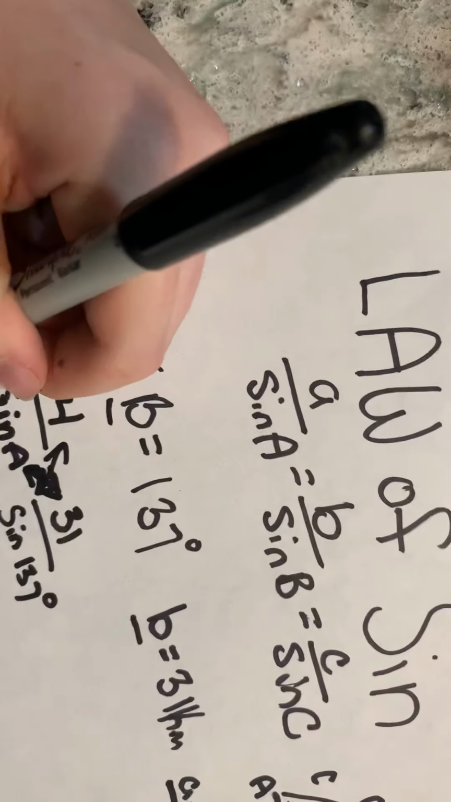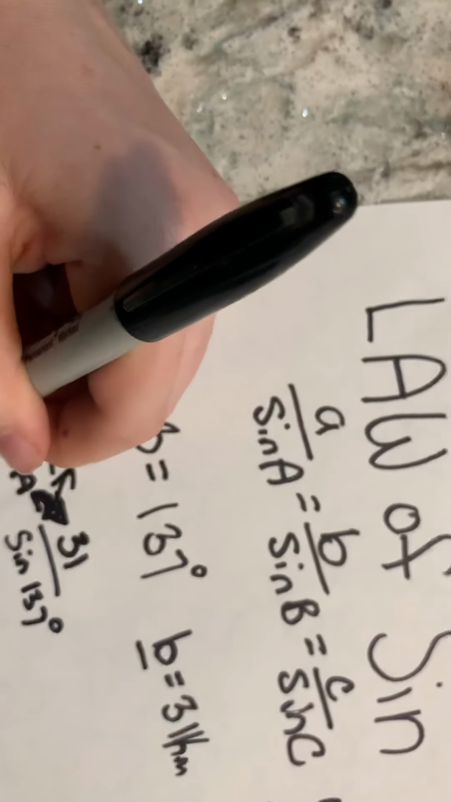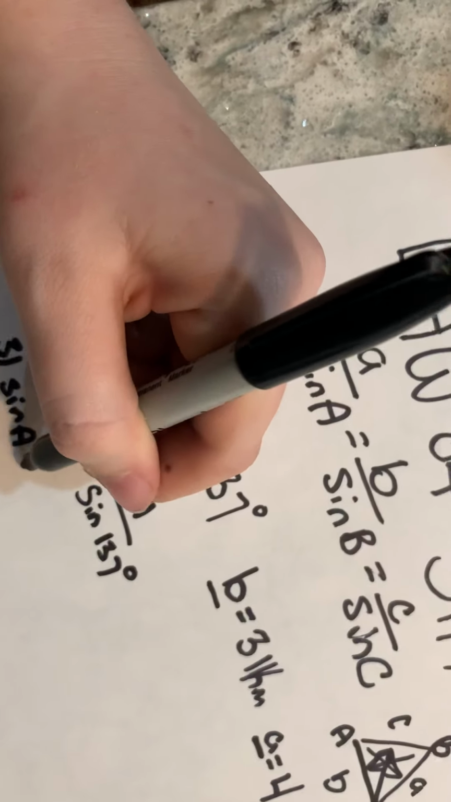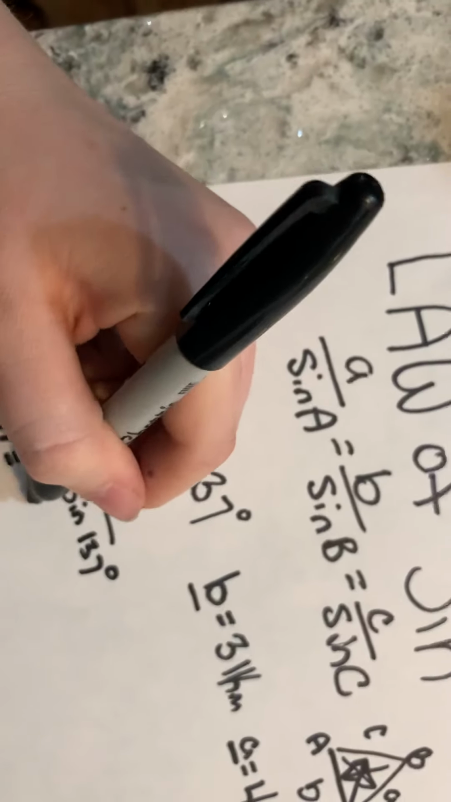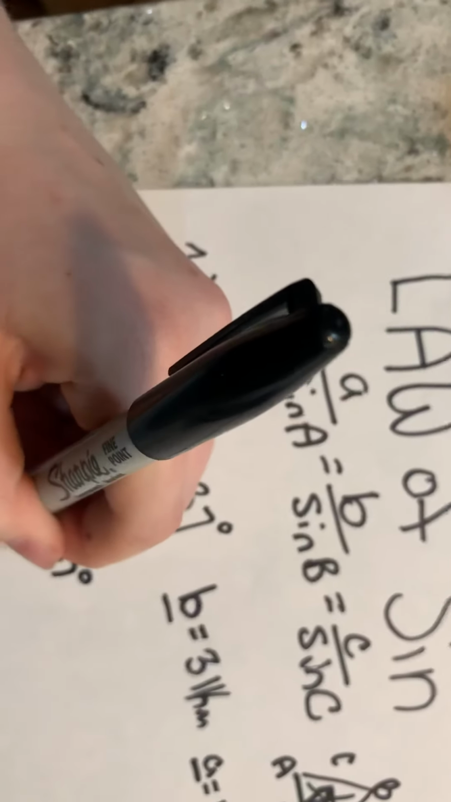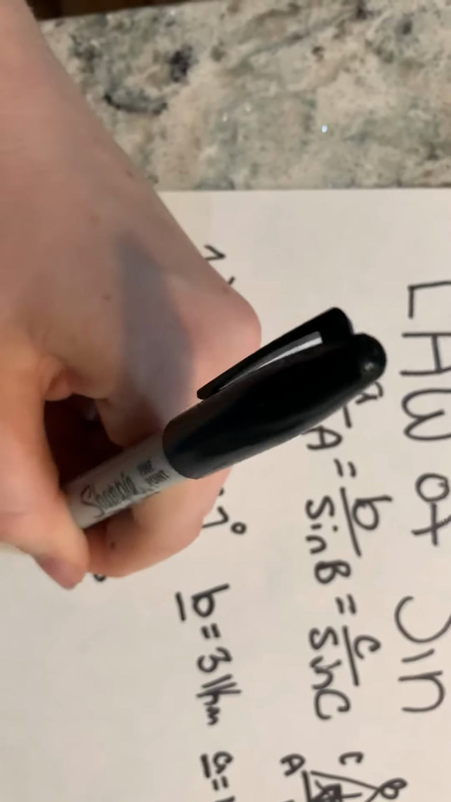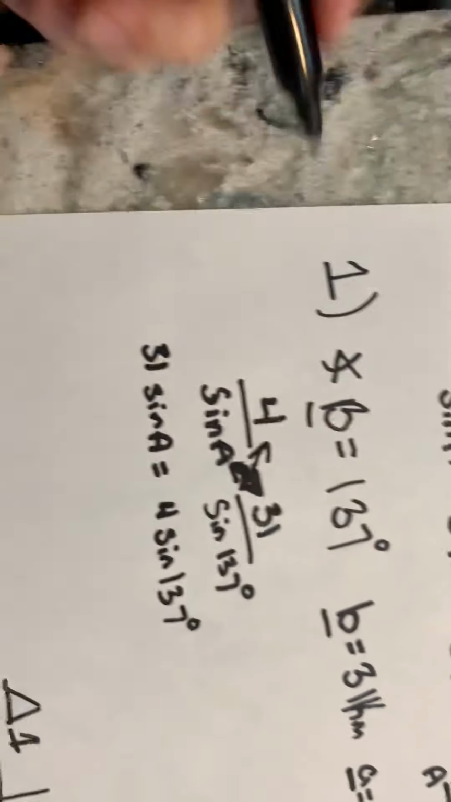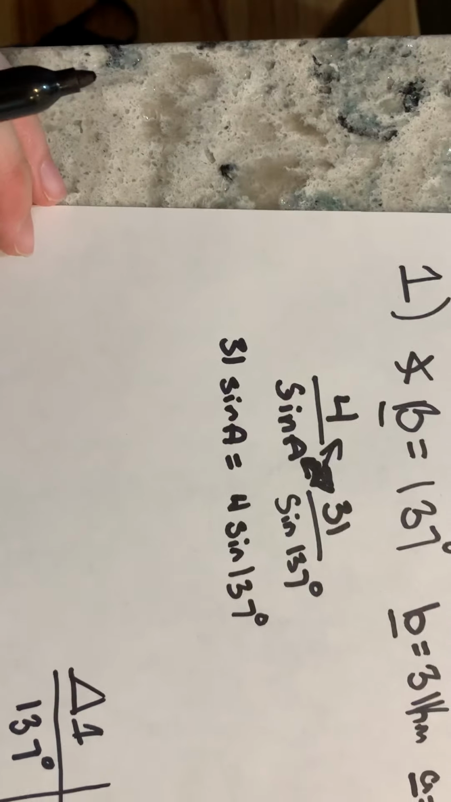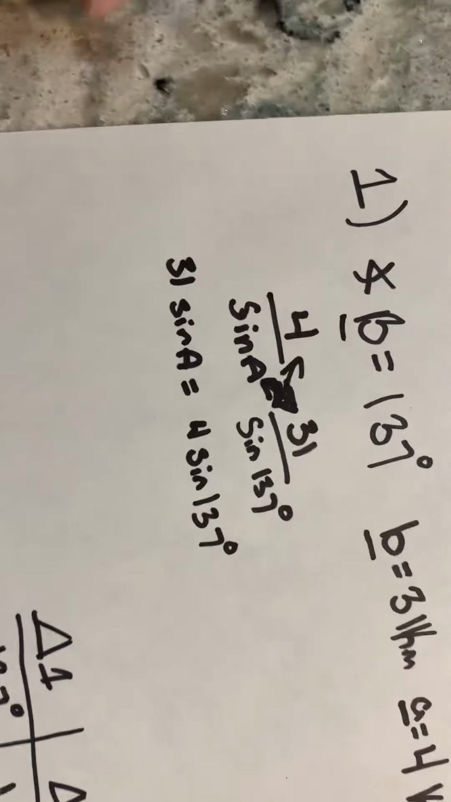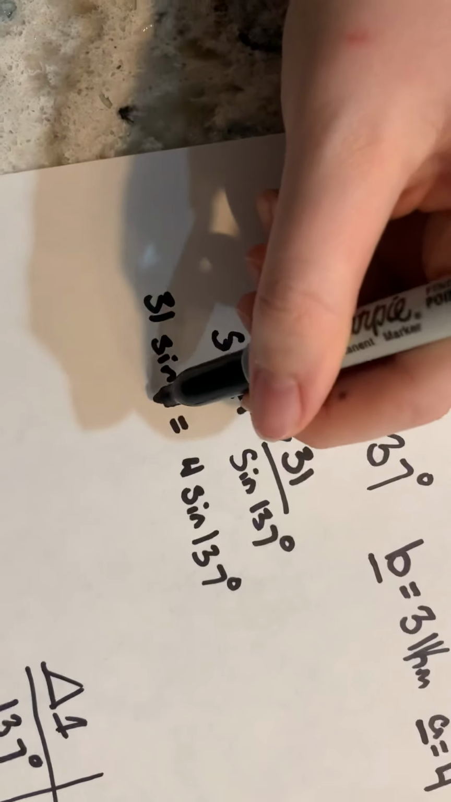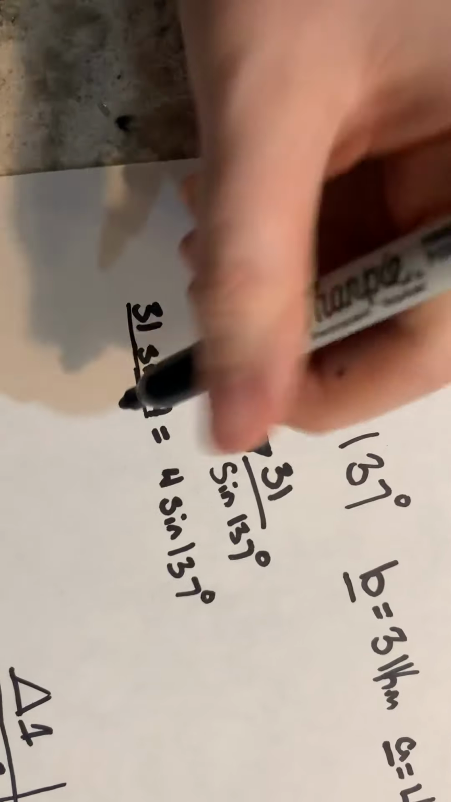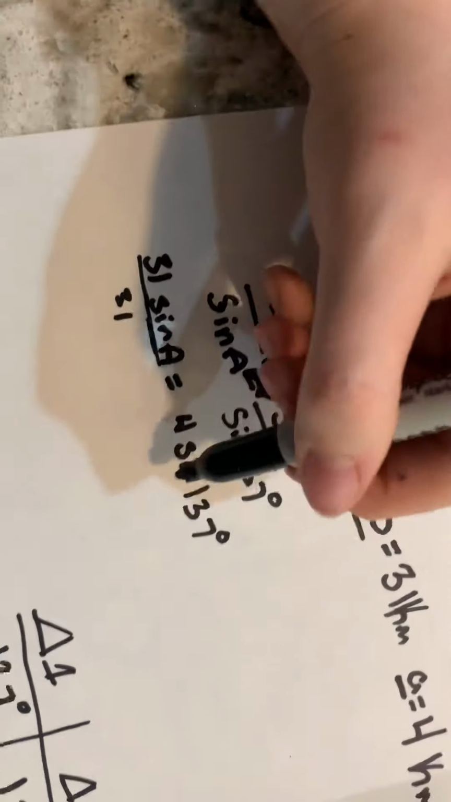So we get 31 sine of A is equal to 4 sine of 137 degrees. From there, now we have a simple formula in which to solve. So we want to get the sine of A by itself. So we have to divide both sides by 31.